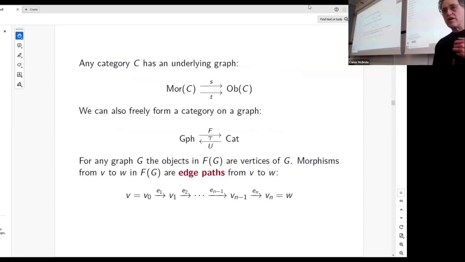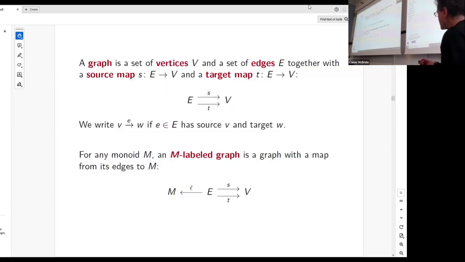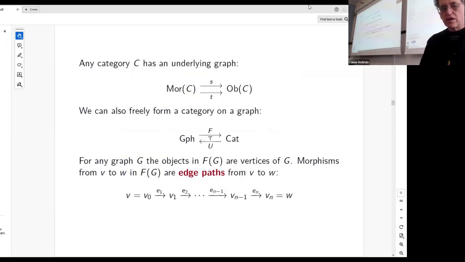I said that this idea of an edge going from some vertex to another should remind you of a morphism going from one object to another. And that's, of course, because a category is a graph, but with the extra feature that you can compose edges, and also that every object, every vertex, has an identity morphism. So any category gives you a graph. We say it has an underlying graph where the edges are called the morphisms of the category and the vertices are called the objects of the category, and every morphism has a source and a target.